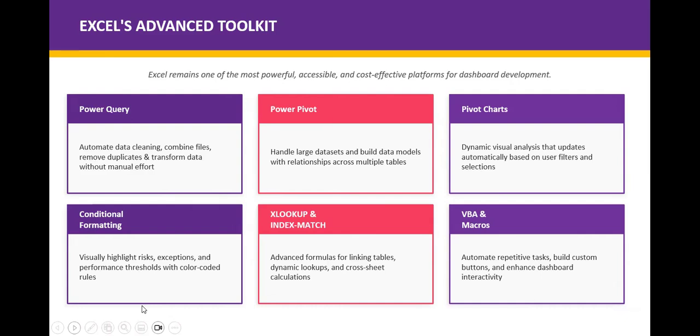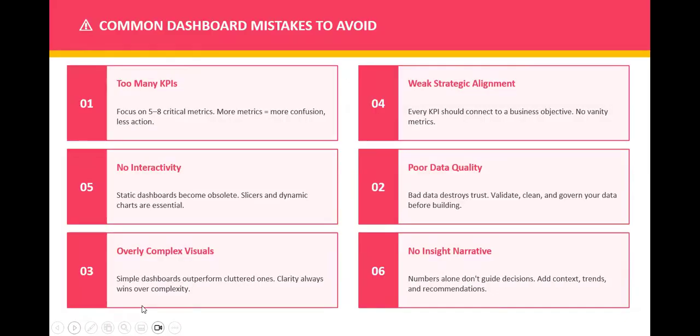So these are all things that will help us as we start looking at getting the data together and being able to generate insights. Now there are some common dashboard mistakes that we should avoid. First is, of course, too many KPIs. You have to focus on a few critical metrics. You can keep supporting sheets, but your main sheet in the dashboard should have only the critical metrics.